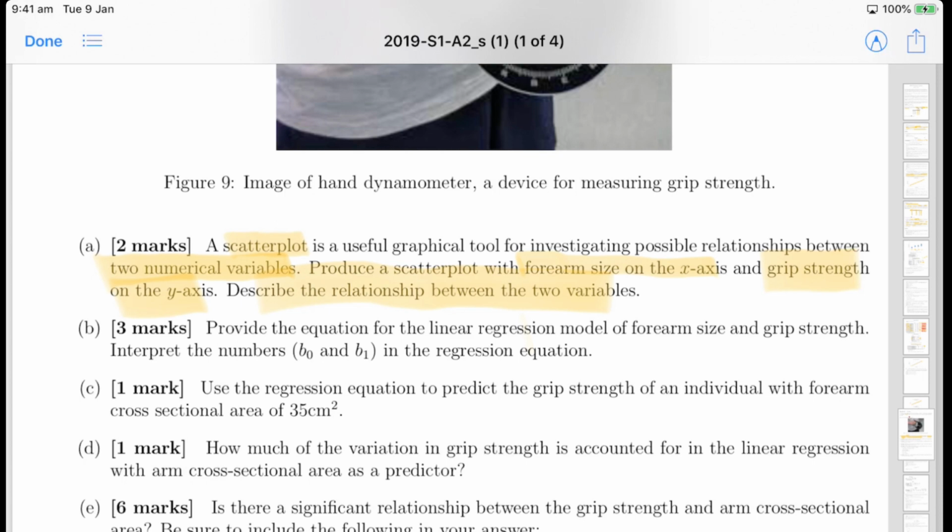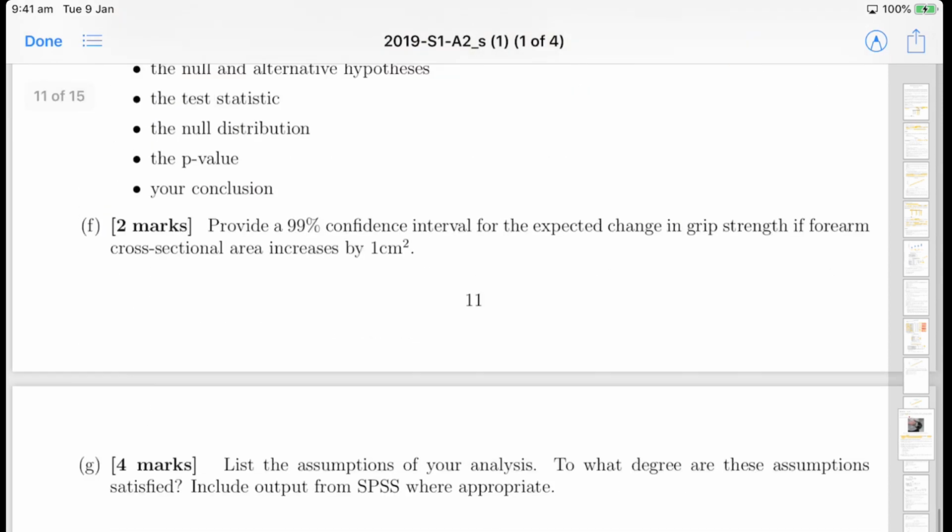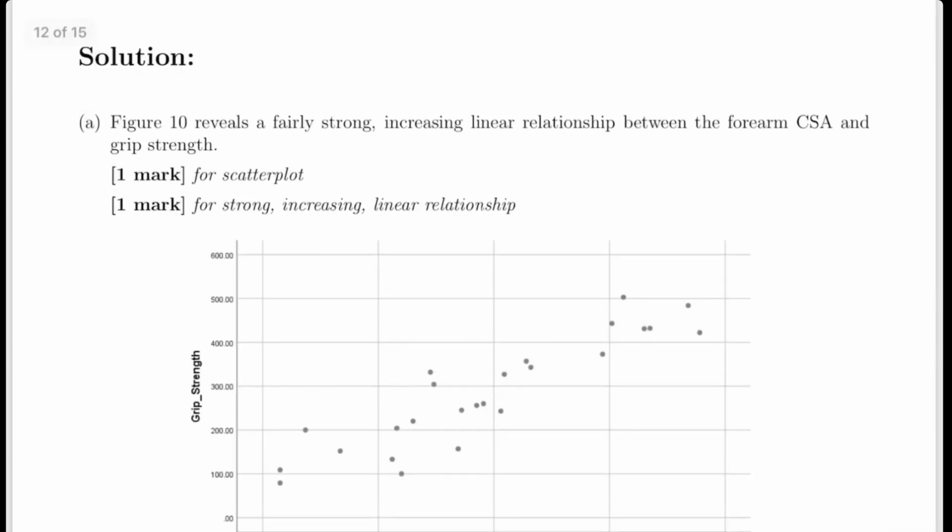Okay, if we produce this scatter plot with SPSS, we will get such an output. Here we've got the x-axis, the forearm, and then the y-axis, the grip strength. And these values that you see are actually the 25 observations that we have. And if I draw a straight line in here, most of them are close to this straight line. And the relationship is increasing, right?